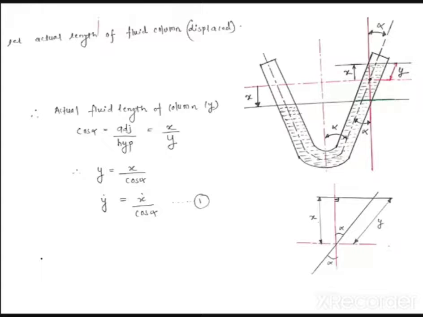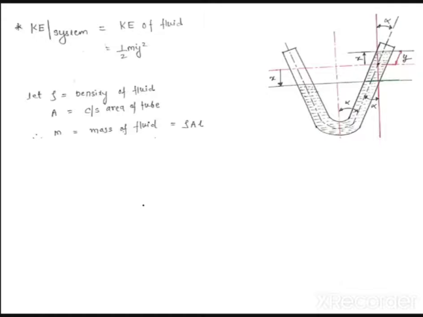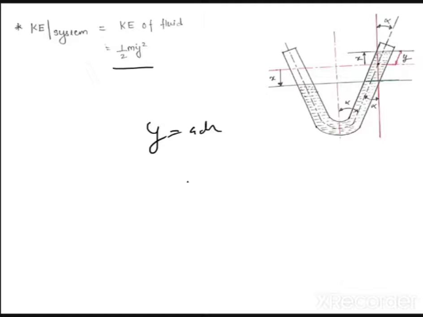From this I have got the relation y dot is equal to x dot upon cos alpha. Now kinetic energy. The kinetic energy of the system is equal to the kinetic energy of the fluid, which is half m y dot square. Now you know that y is the actual displacement, so you cannot take half m x dot square, right? Because the actual displacement is y. So the kinetic energy of the fluid is nothing but half m y dot square.